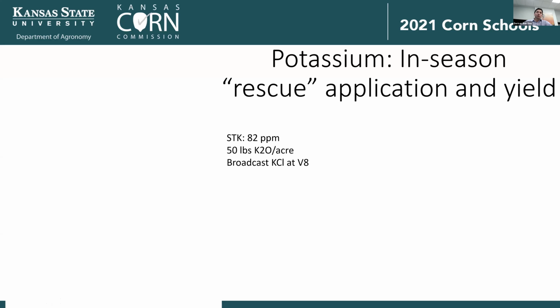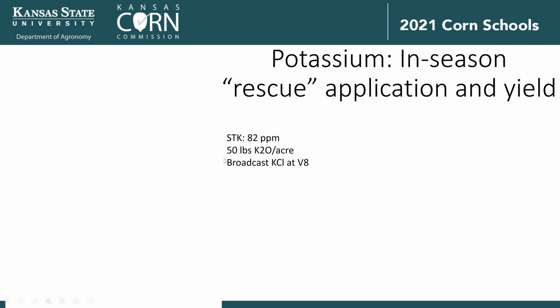We know potassium is immobile. We want to apply ideally before planting. But what happens if we already have an issue of deficiency? Can we do some type of rescue application? And this is more of an issue for you guys out in the eastern part of the state. This was central Kansas, where we do have more problems with potassium. This particular field was below the critical level, 82 parts per million. We basically came in and applied 50 pounds of K2O potash at V8.